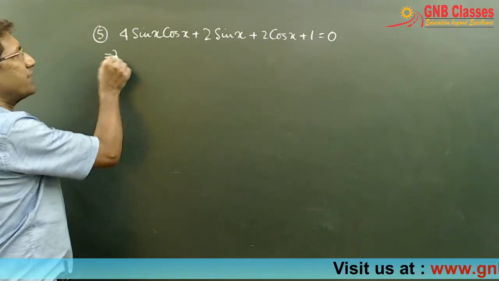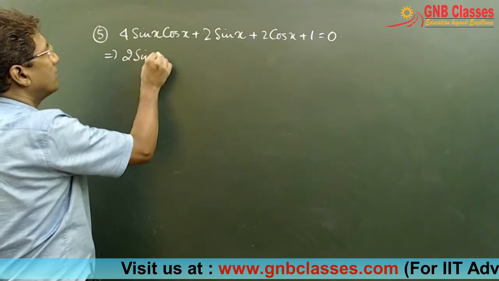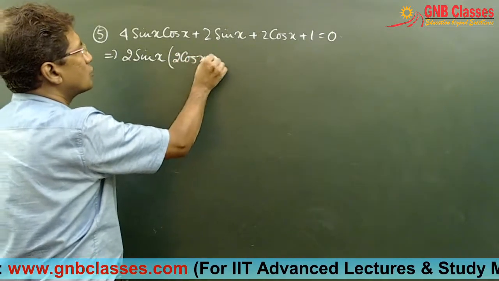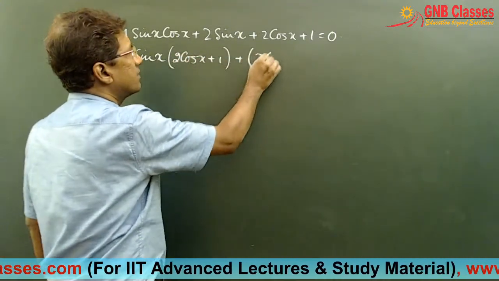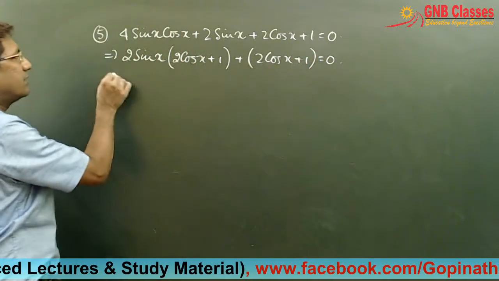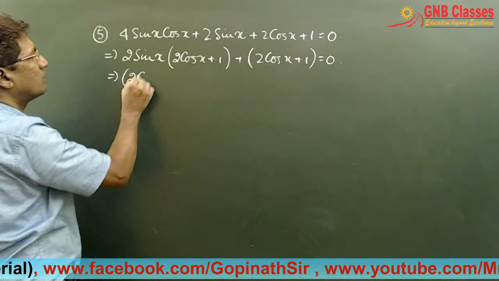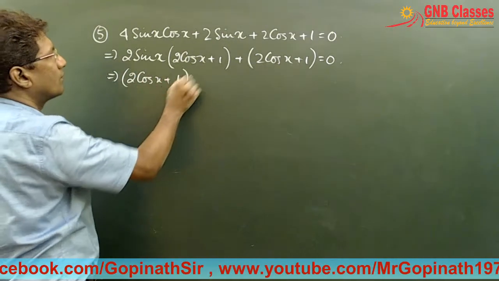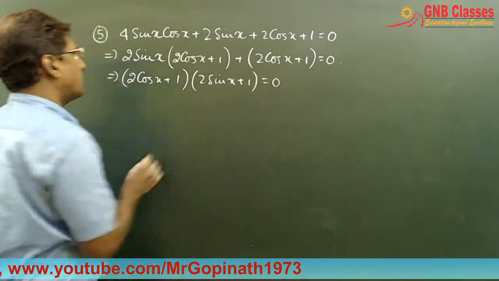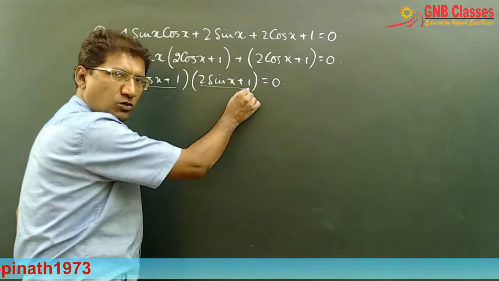So what we are trying to do here is, let me just factorize. Let us take 2 sin x common. So 2 cos x plus 1 plus, you know the factorization, right? So I'm just factorizing the given equation. So we are getting, therefore either 2 cos x plus 1 equals to 0 or 2 sin x plus 1 equals to 0.